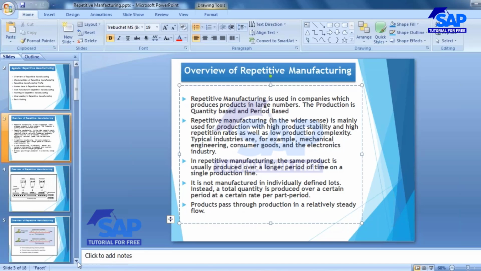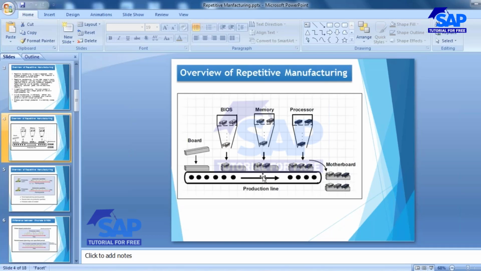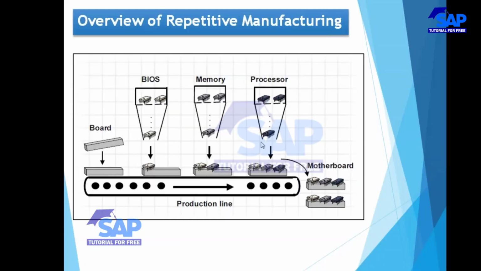If you see this picture, you will get a fair idea of how repetitive manufacturing happens. Here you are producing a product. These are your machines, 1, 2, 3. Your product passes through these machines, and ultimately you get the finished product.